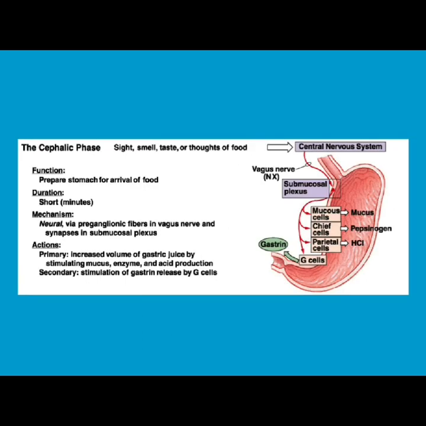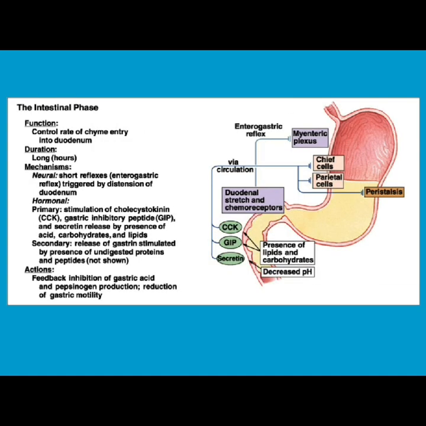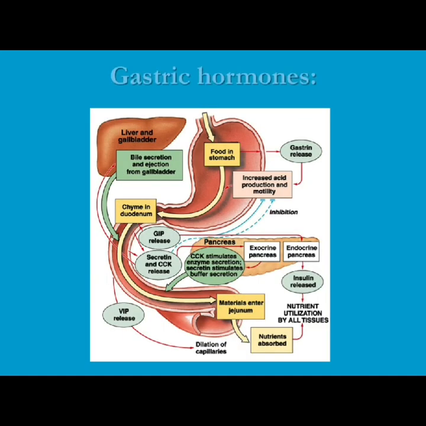And here we can see the cephalic phase of the endocrine pancreas, and hence secretion starts in the cephalic stage, with homogenized and acidic chyme. It takes 3 to 4 hours. And an intestinal phase, which controls the rate of chyme entry into the duodenum. And also it has gastric hormones, which are shown in the presentation.